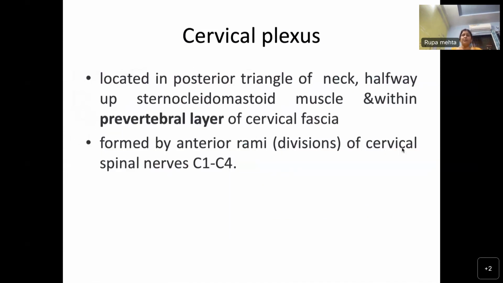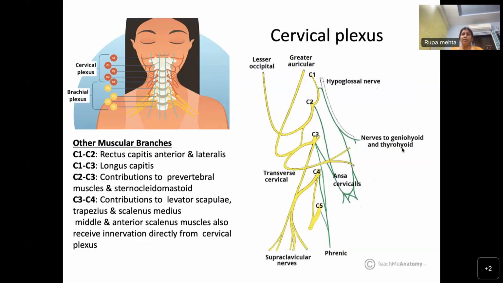Now cervical plexus, it is located in posterior triangle of neck, almost midway up the sternocleidomastoid and within the prevertebral layer of cervical fascia. It is formed by anterior rami of C1 to C4. Okay, so now this is how the roots, the C1, C2, C3, C4 and C5.